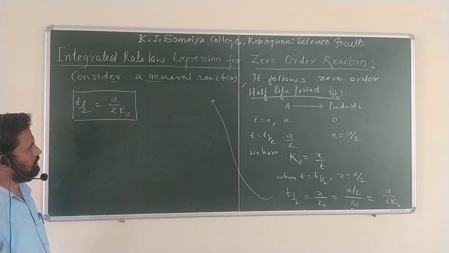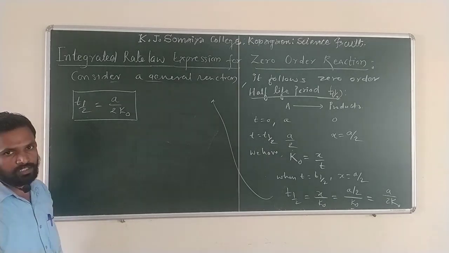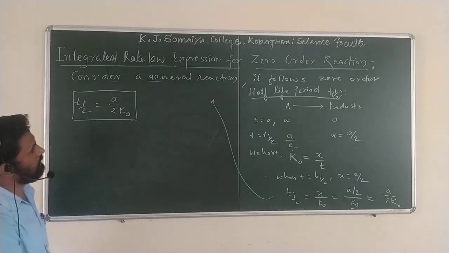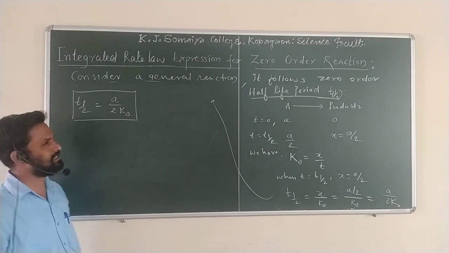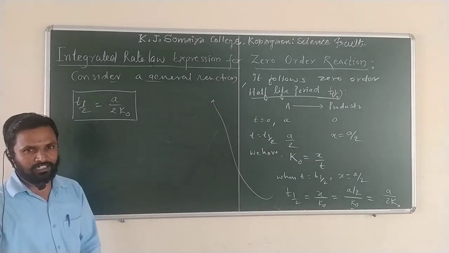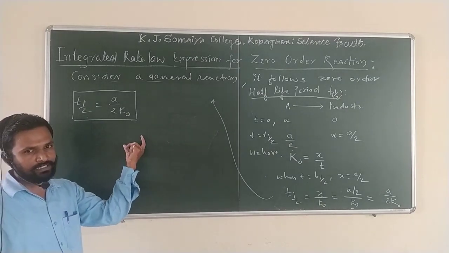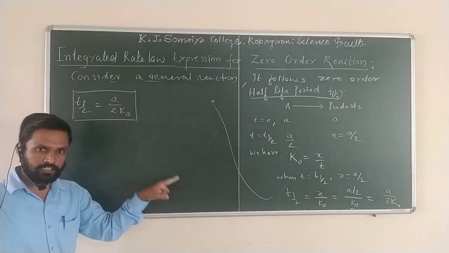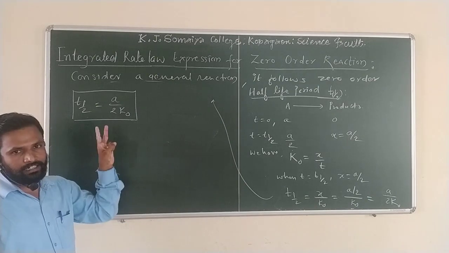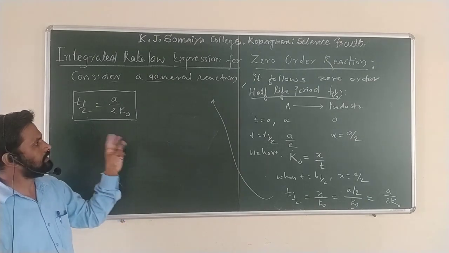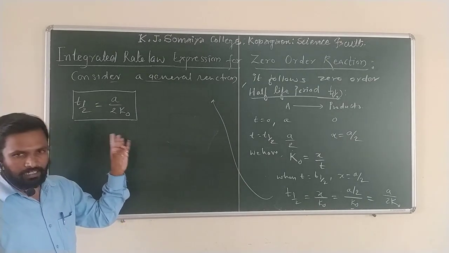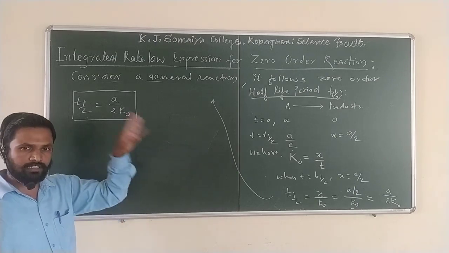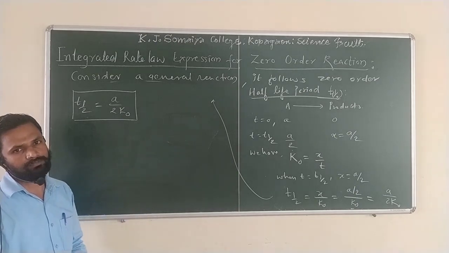Okay. So I hope you understand this kinetics of zero order reaction. What we have studied from this: first of all, we derived the integrated rate law expression for zero order reaction, second the graphical representation, and third the half-life period, as well as we also saw the units of zero order reaction.